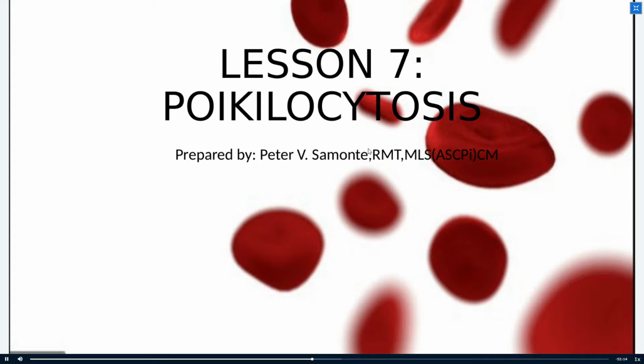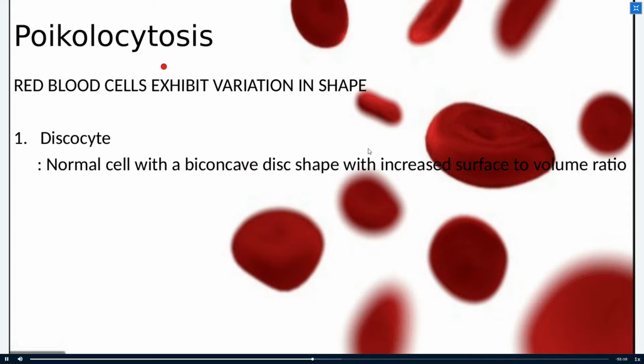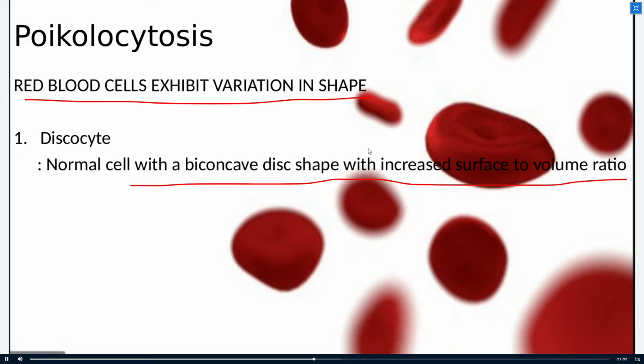Your poikilocytosis. Now, when you say poikilocytosis, class, this will refer to the variation in shape. So, first one would be your discocyte. Your discocyte, class, is the normal cell with a biconcave disc with increased surface to volume ratio. That is your discocyte.